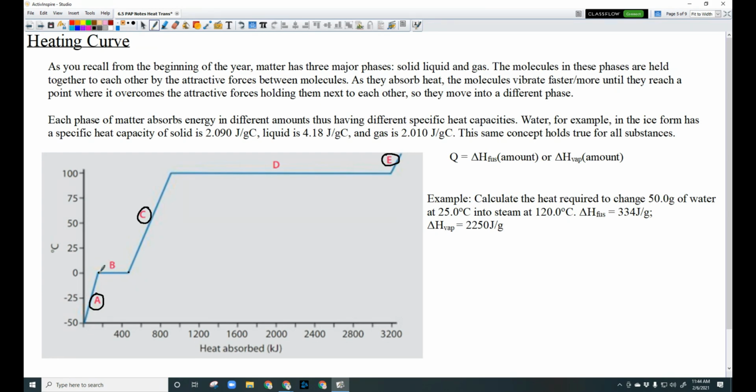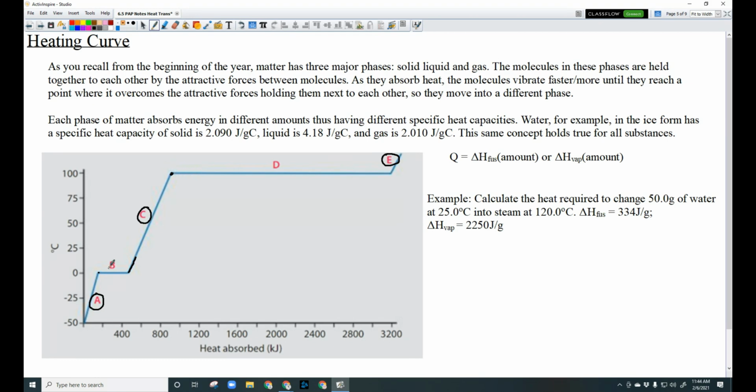So the temperature stops rising because that energy is not being used to increase the temperature. Now it's being used to put distance between molecules. Once every molecule has a distance between it so that it changes from solid to liquid, we're going to see the temperature start to rise again. And that's this segment right here. This is the liquid phase, and the temperature of that water rises and rises until it hits this point.